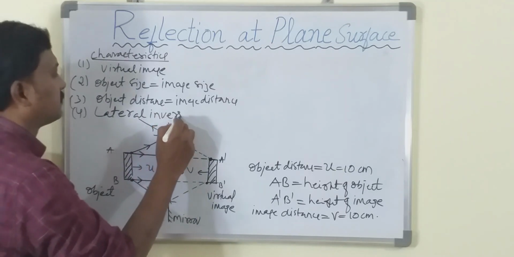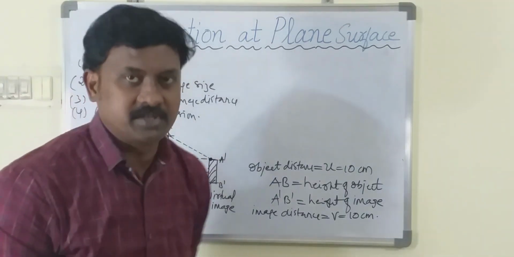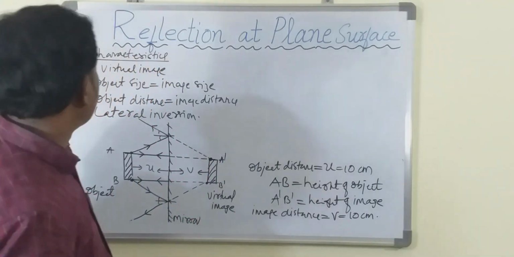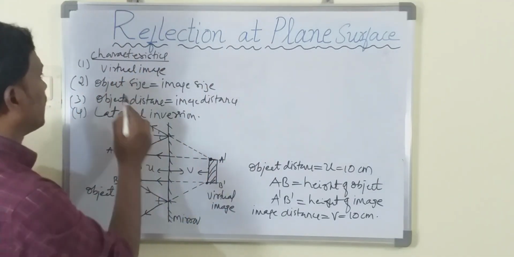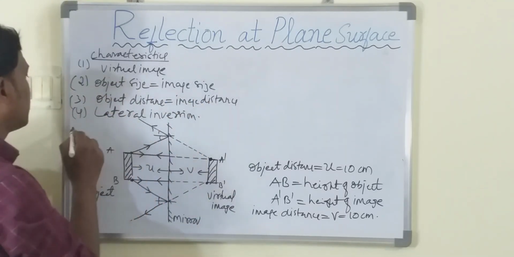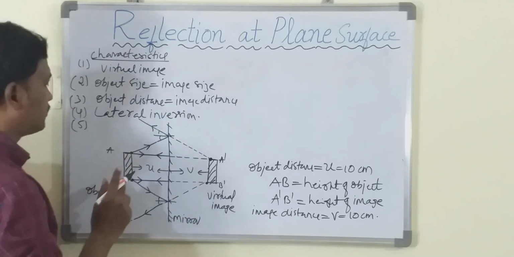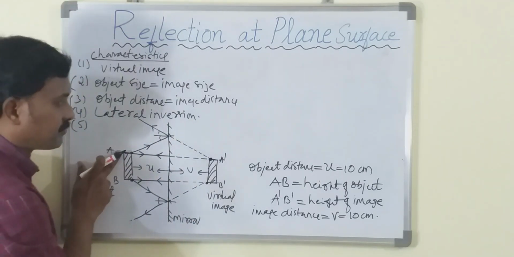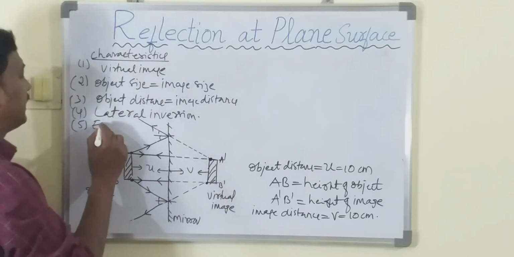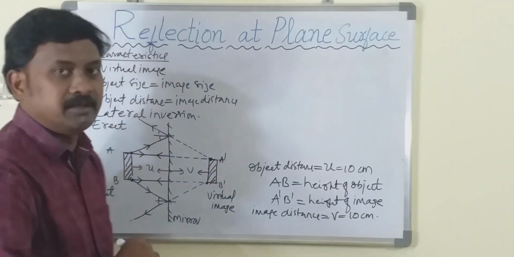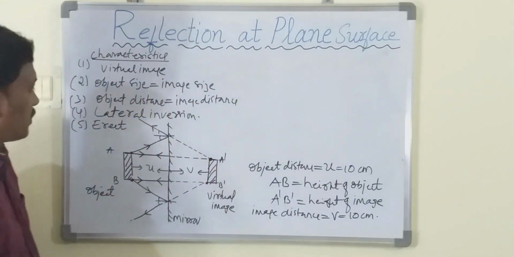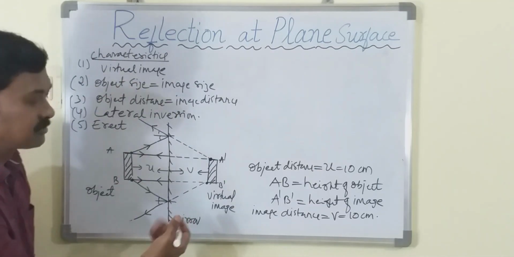Lateral inversion. About lateral inversion, I would like to explain with one more diagram. Okay, so it's a virtual image, and object size is called image size, object distance is called image distance, the lateral inversion, and we also have the fifth one, that is you see the top part, and if you look at the top part of the image, both are same, so we call that as erect. It's an erect image. It's not inverted, it's an erect image. I hope you understood this diagram.